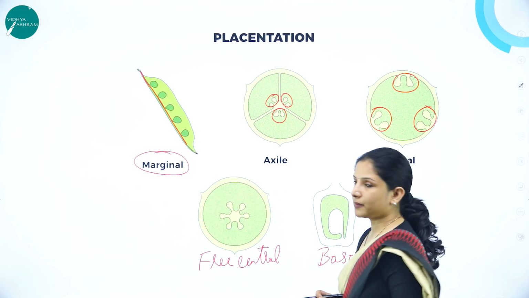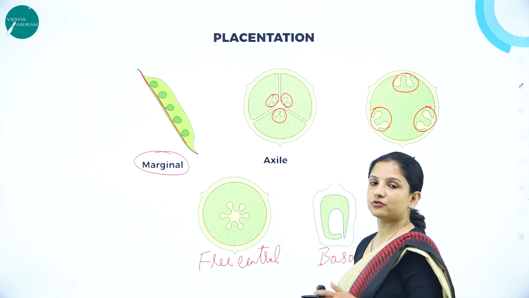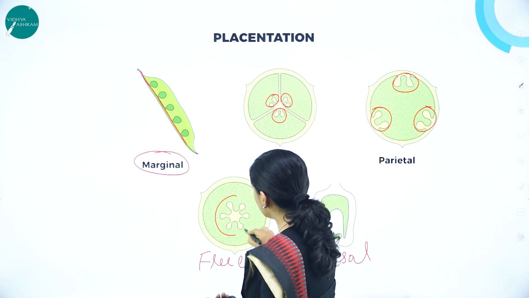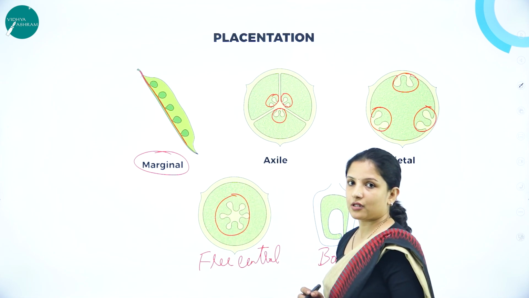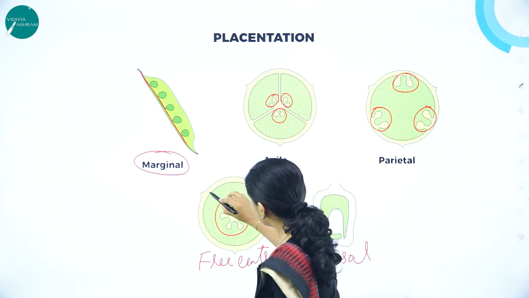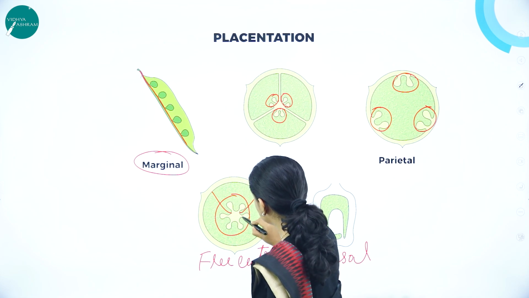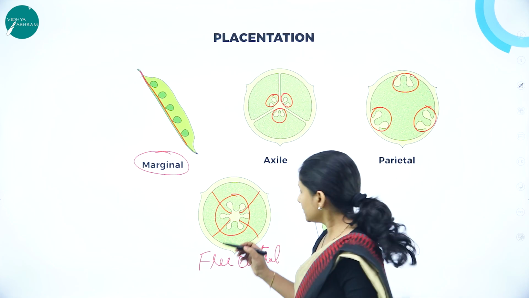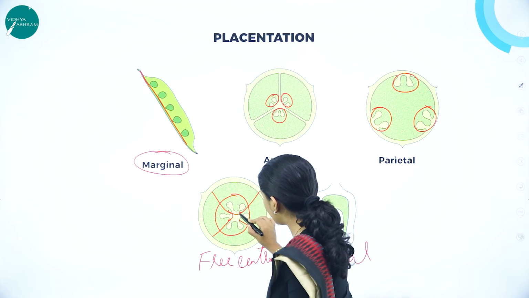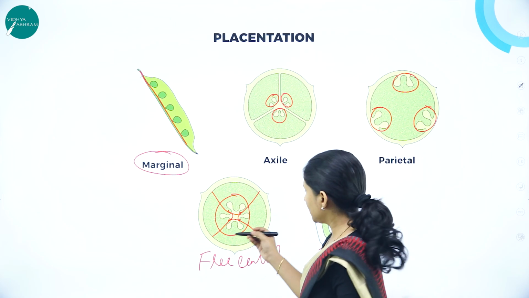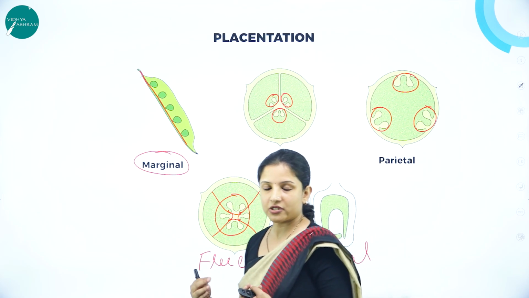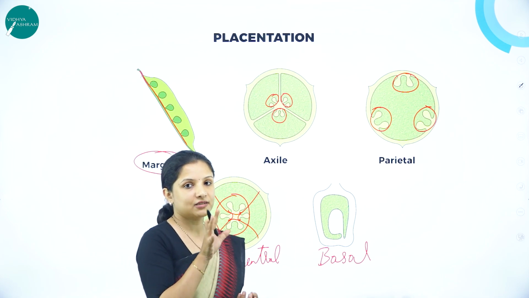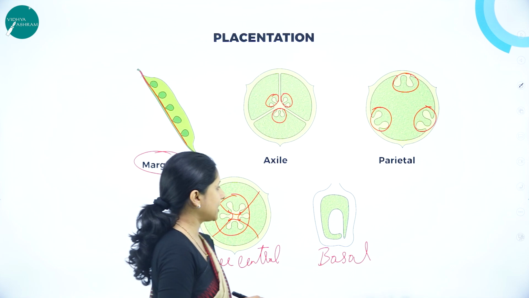Next is free central placentation. Free central placentation is also unilocular, where no locules are there, and at the center the ovules are arranged and not in locules. If there were locules here, like divisions, it would have been axial placentation, because from the axis the ovules would have been arising. But here there is no locule formation, therefore the ovules are present at the center. That is free central placentation.